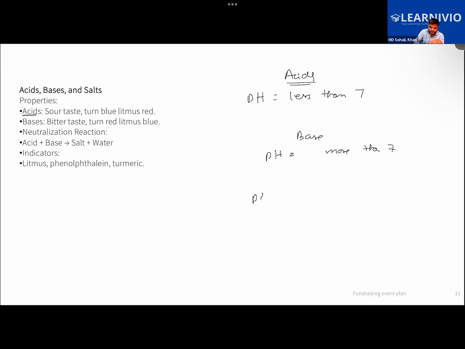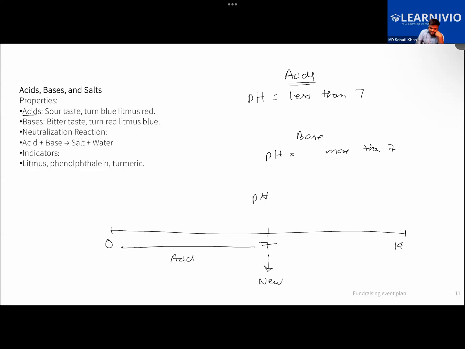The pH scale is a scale that has numbering from 0 till 14. In the middle, you have got 7. So any substance having a pH value less than 7 is acidic. Any substance having a pH value of 7 is neutral, neither acidic nor basic. And having a pH value more than 7 means it is basic in nature. Got it, Priyanka?